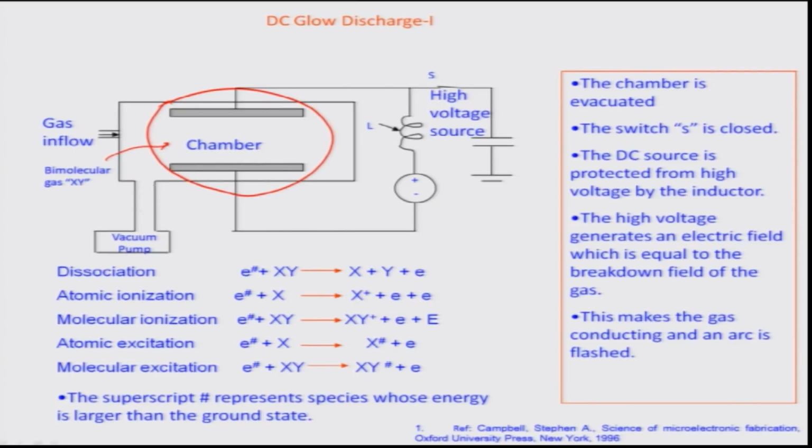So before introducing it, there is a vacuum pump which sucks the chamber down to about 10 to the power of -3 torr, or about a millitorr level, and then there is a gas inflow of this biomolecular gas XY into the chamber. The gas is flowed at a rate where the inflow and outflow make a certain pressure come as an equilibrium state of this particular chamber.